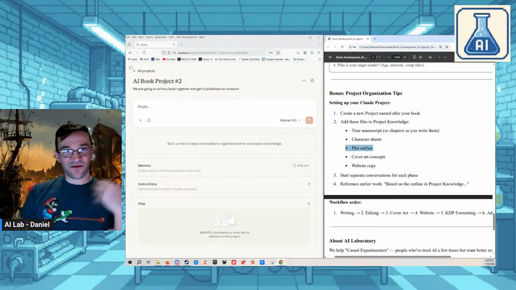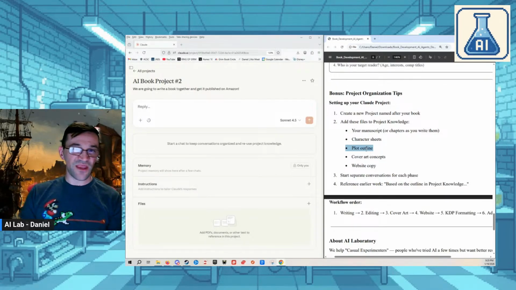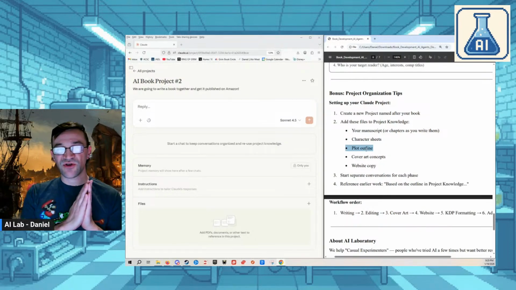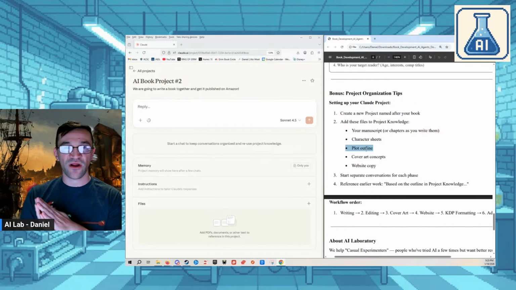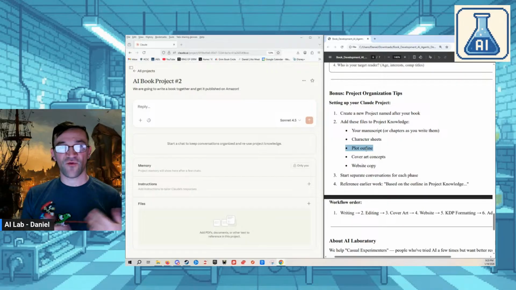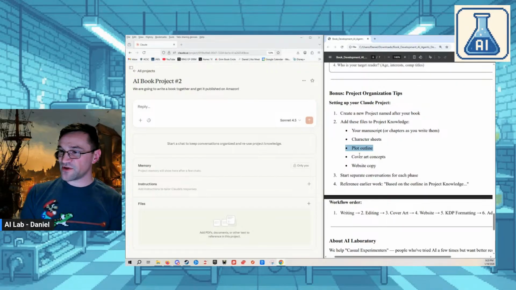Make sure your plot outline includes the overall theme of the story so it doesn't start to hallucinate and make things up. Likewise, if you want to avoid spoilers, make sure you identify what is considered a spoiler. This way, your AI is not going to suggest book titles or descriptions or advertisements that'll give away the story. Cover art concepts, those are always useful, but I always kind of touch those at the very end. Website copy if you're trying to build one yourself.